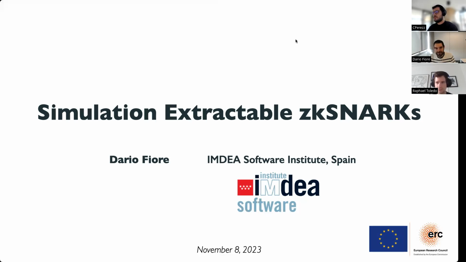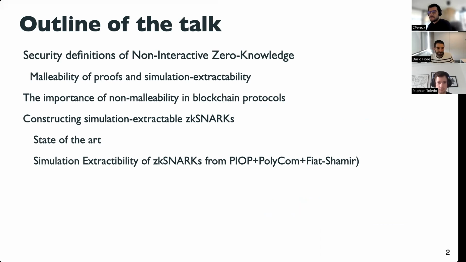Okay, so I think Carlos already gave more or less the outline of the talk. I'll start by giving an introduction to security definitions of non-interactive zero knowledge. This is something very, very basic, but since I'm assuming that people here could be familiar with constructions, but maybe a bit less familiar with the formalism to define security of constructions, I will try to spend some time on this. And then I'll introduce the notion and the problem of malleability of proofs in zero knowledge, and why they're important. Then the second part of the talk will be about how we can construct simulation extractable, also known as non-malleable, zero-knowledge SNARKs. And I'll talk about our recent work. Also feel free to interrupt me and ask me questions interactively.